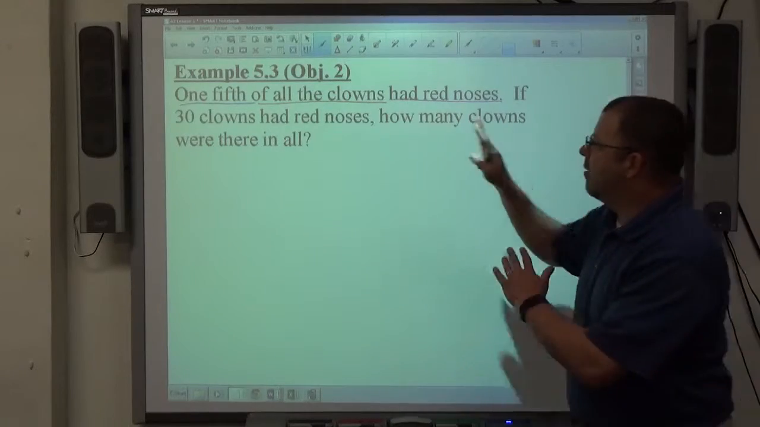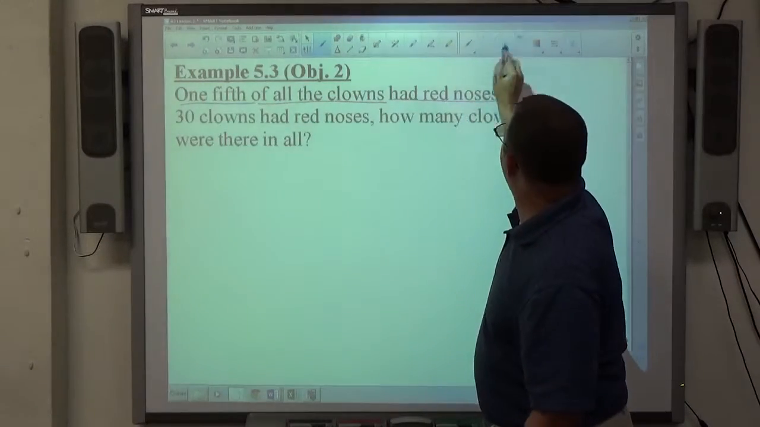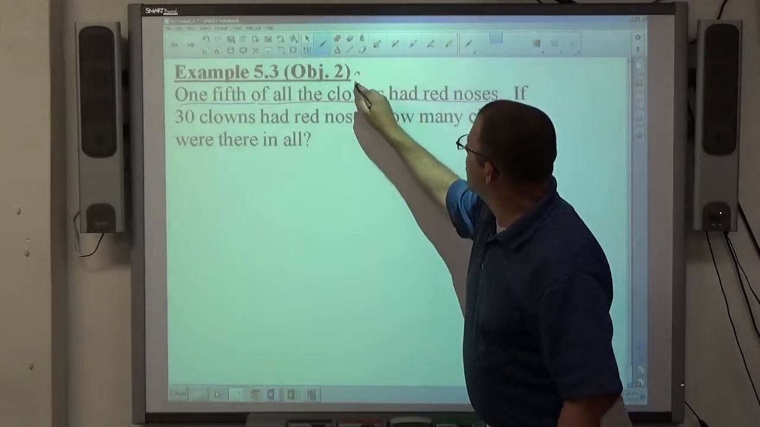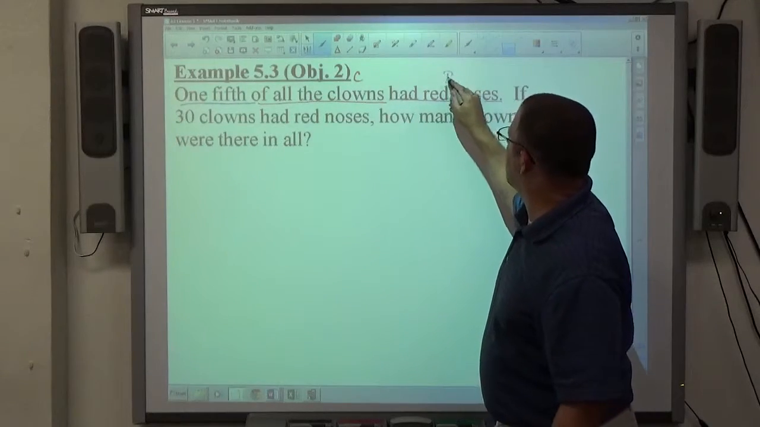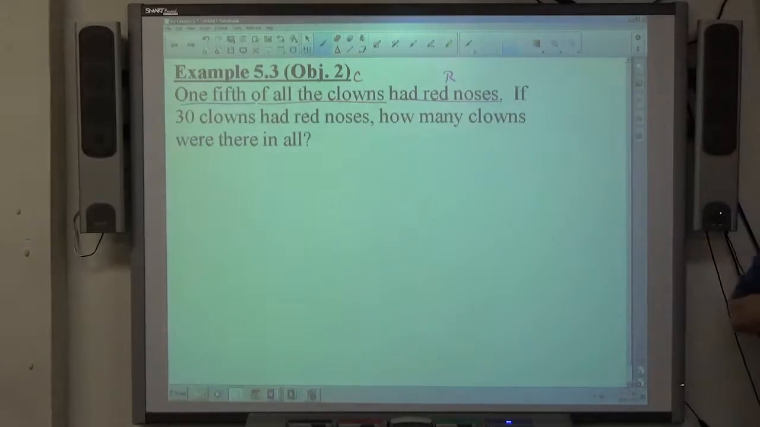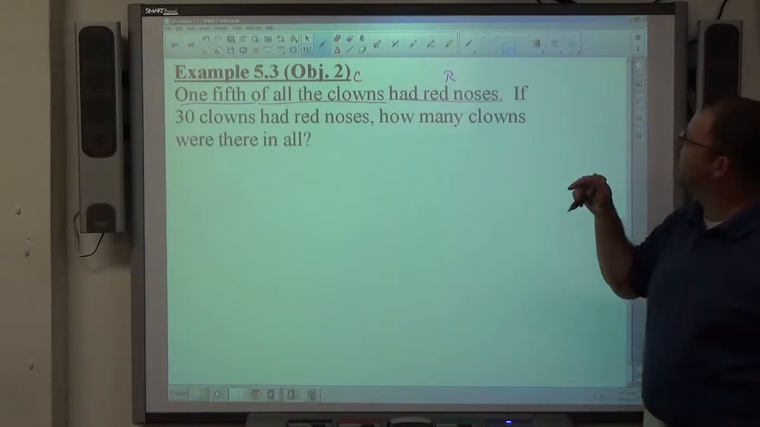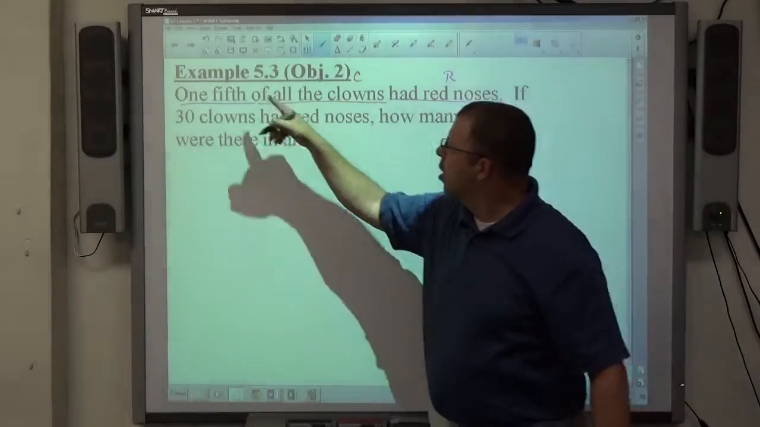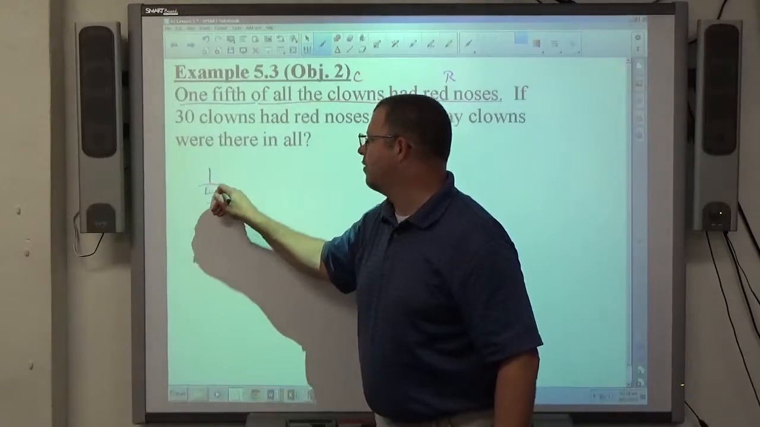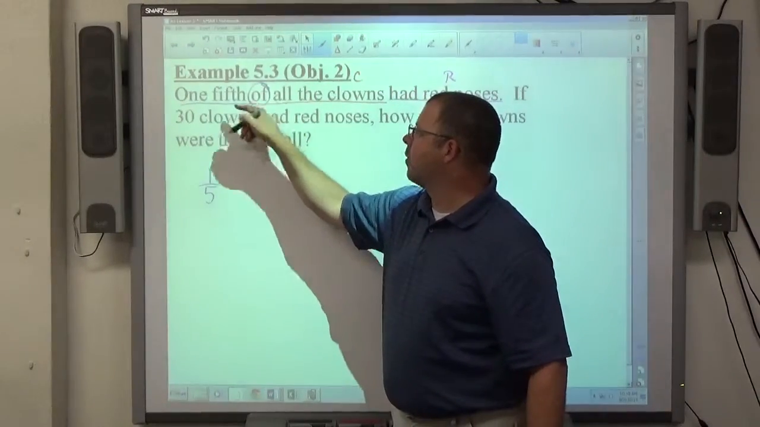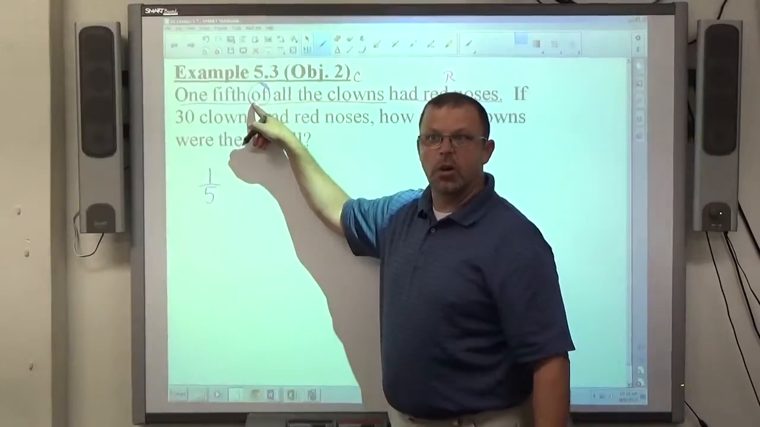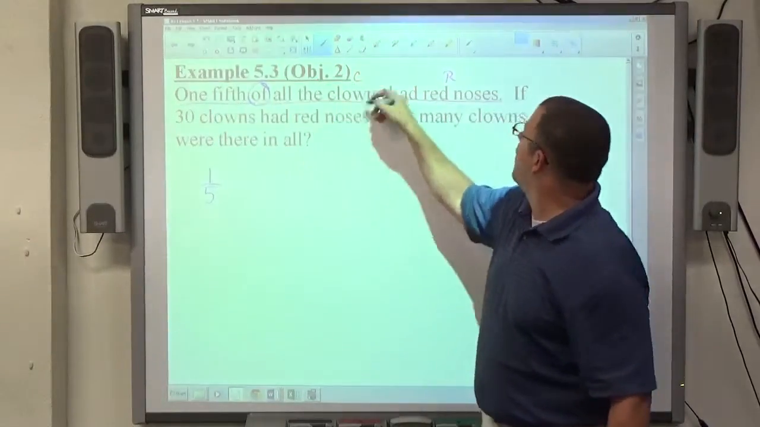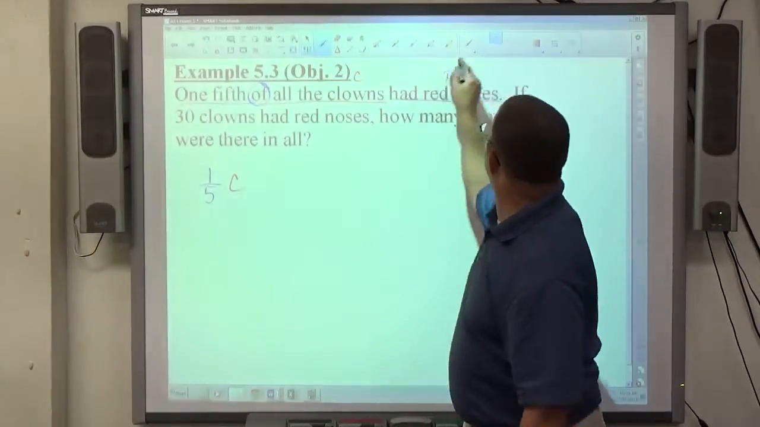So, based on this, I'm going to identify a variable for everything I shouldn't know at this point. C is going to represent how many clowns there are. R is going to represent how many red-nosed clowns there are. And if I take that sentence and translate it directly into an algebraic equation, 1/5 is the fraction 1/5. When you see the word "of" following a fraction, it's multiplication. 1/5 multiplied by C equals R.